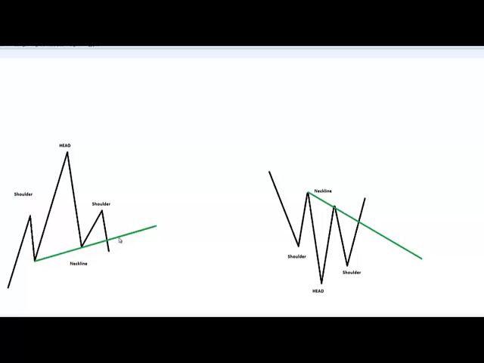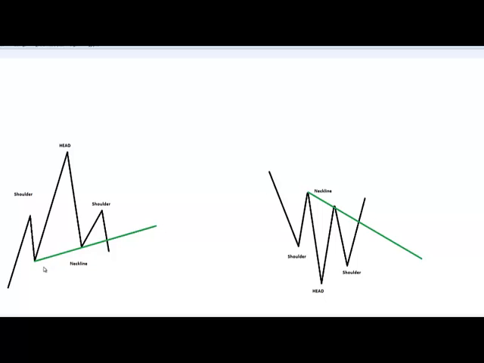If you wait for the retrace, of course you're going to miss some charts that just plummet. But again, I'd rather have a small risk than the big gains. Same thing here. When you break through, you either take it straight away, or you wait for the retrace back to the line, and then you go long.